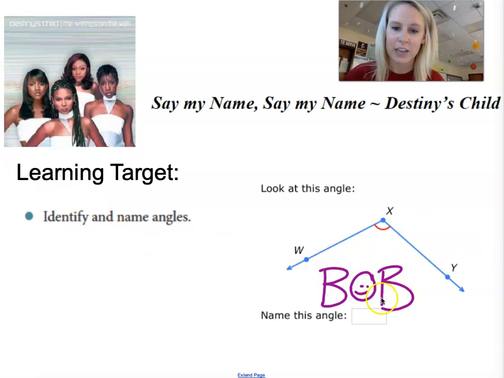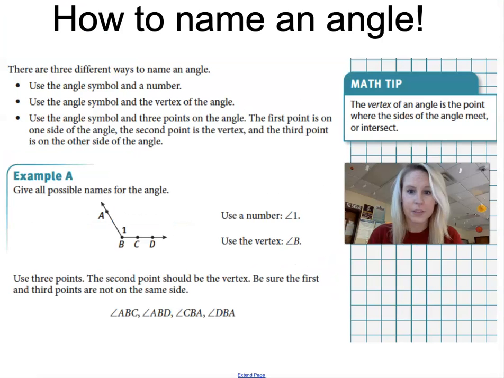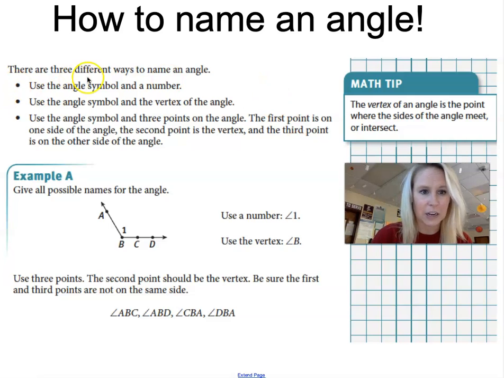So I have this lovely angle. We're not going to call it Bob. We're going to use some math terms. So let's get started. So there are 3 ways to name an angle. So let's talk about the 3 ways.